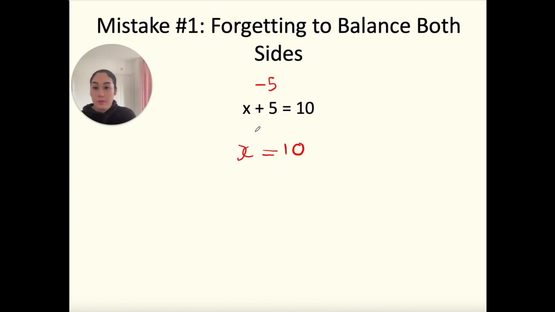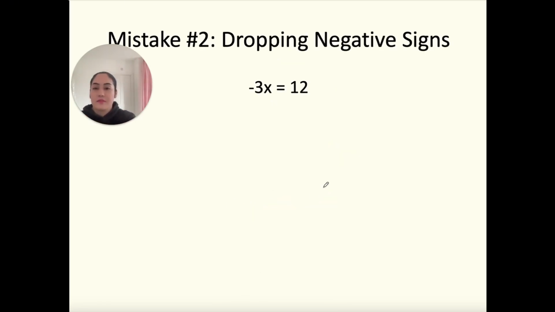Common mistake. The mistake is I forgot to subtract the 5 from the 10 as well, so my equations are not balanced and I didn't do it to both sides. I didn't do the inverse operation to both sides. Whereas the correct answer would be, when I subtract 5 from this side, I must subtract 5 from this side as well. So the actual value of x is equal to 5, right? So it changes the answers completely. That's the first common mistake.